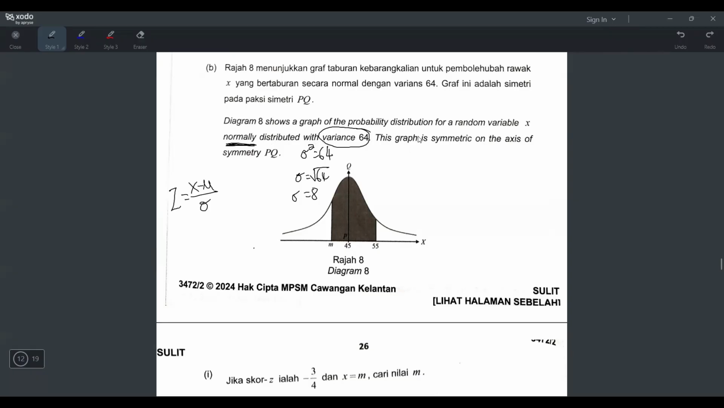Okay, and then they say the graph is symmetric on the axis of symmetry PQ. So if this is the axis of symmetry, it means this is the mean. The mean will always be at the axis of symmetry. Sorry, the mean is 45, and the standard deviation is 8. We need these two things later to convert x to z, right?